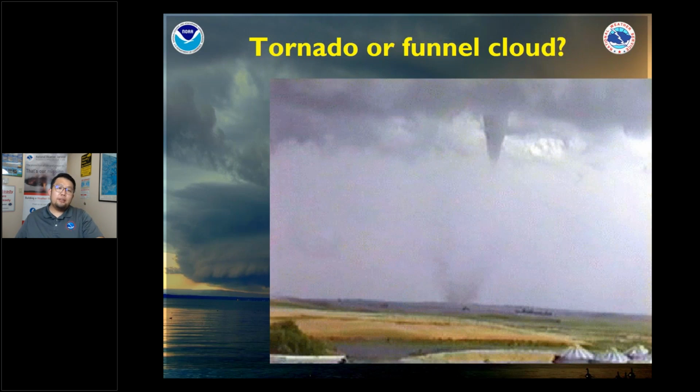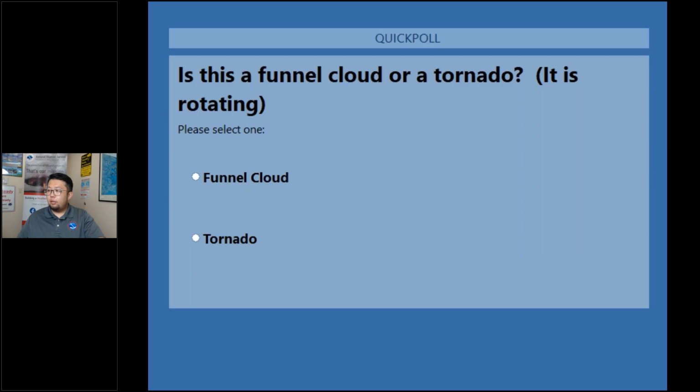All right, another spotter quiz. Look at this picture here. Pay attention to it. Analyze it very, very closely. Is this a tornado or a funnel cloud? And yes, this is rotating. So you see this hanging down, and you see it rotating. And you want to know, is this a tornado or a funnel cloud? So I'm going to go ahead and queue up this question. Go ahead and launch it. Is this a funnel cloud or a tornado? Go ahead and vote.